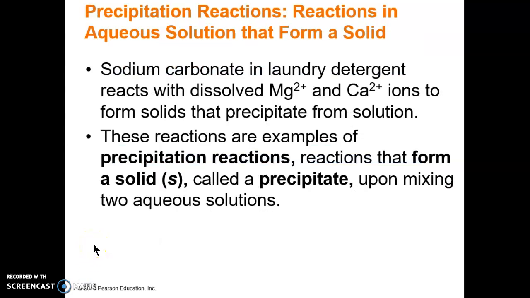Precipitation reactions are reactions in aqueous solutions that form a solid. Sodium carbonate in laundry detergent reacts with dissolved magnesium and calcium ions to form solids that precipitate from solution. These reactions are examples of precipitation reactions. They are reactions that form a solid, and the solid is called a precipitate.